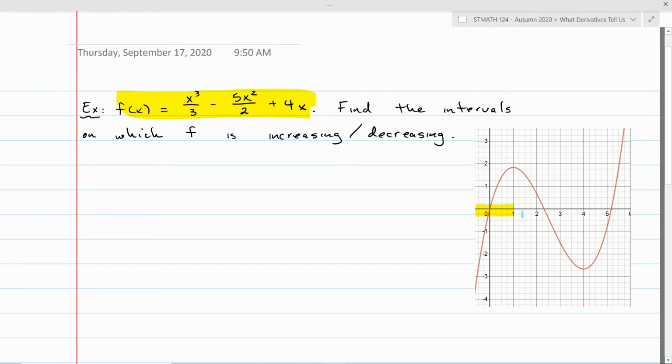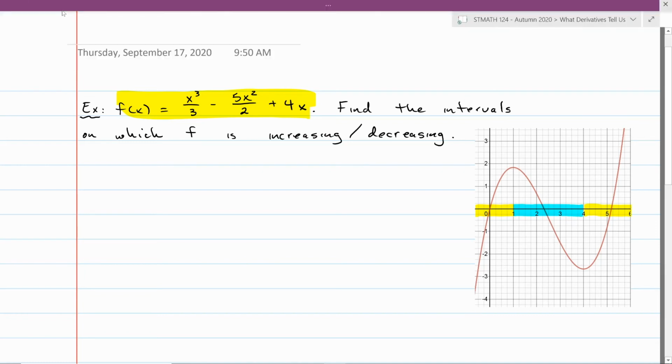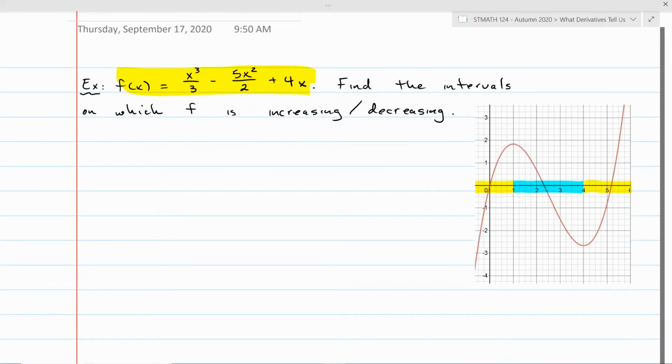And then on the interval from, it looks like, 1 to 4, it appears to be decreasing. And then it appears to be increasing again once you move past 4. Now, maybe the numbers don't work out to be exactly 1 and 4, but of course, for this first example, we've picked it to work out very nicely. But in general, I can't just look at a graph and get the exact values. I'm going to use this just as a sanity check on the answers that I get algebraically. So let's get the algebraic answer.